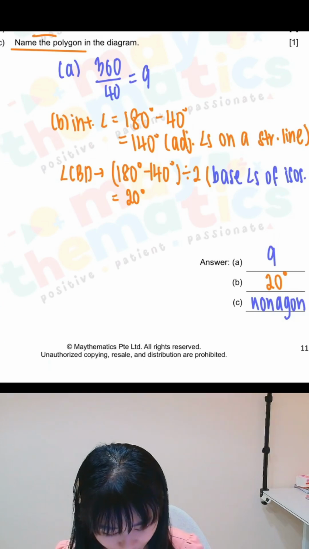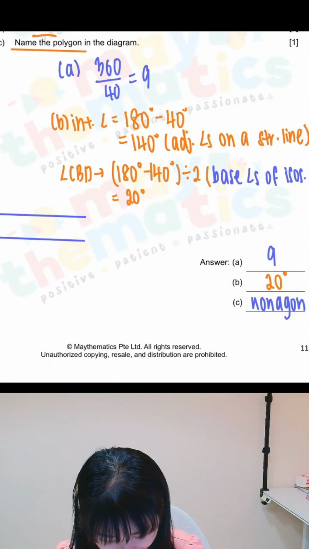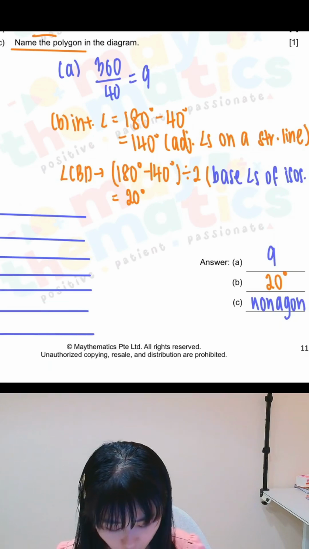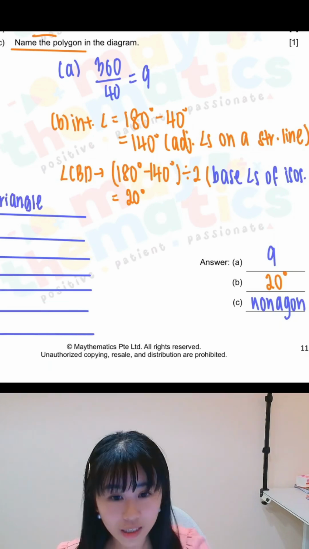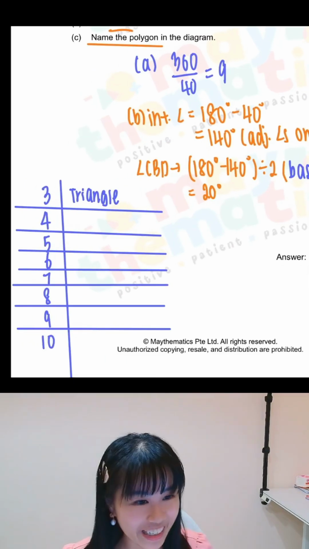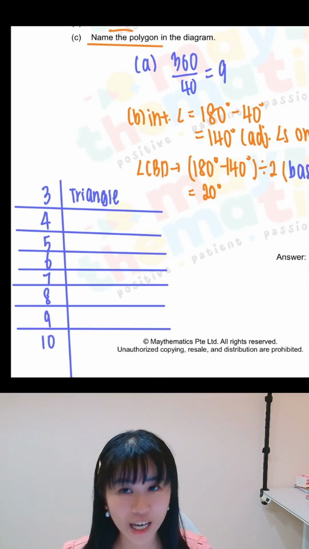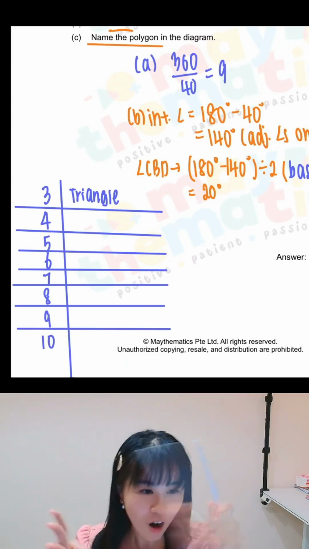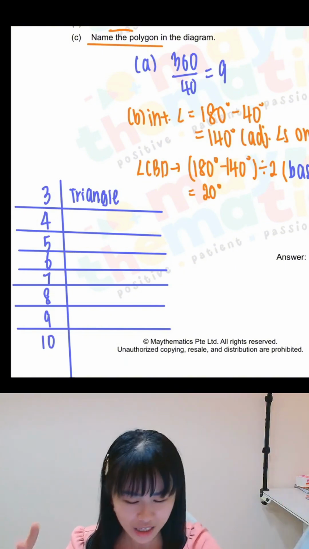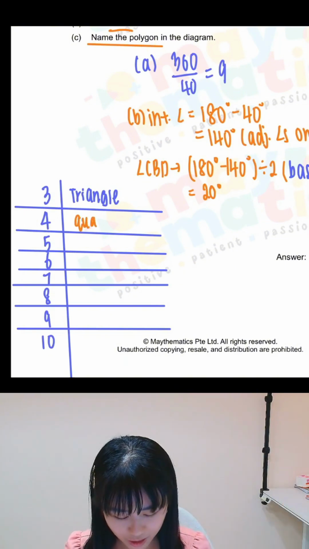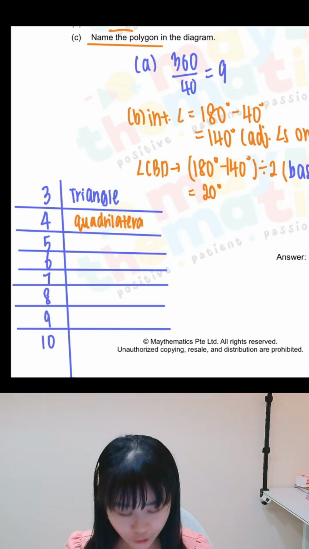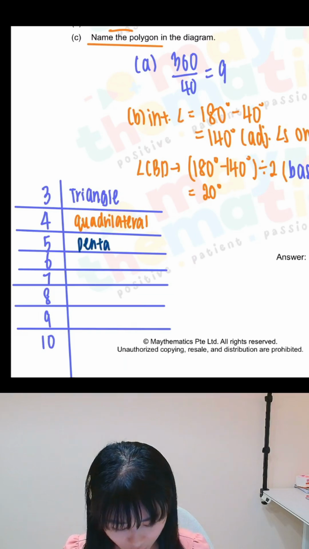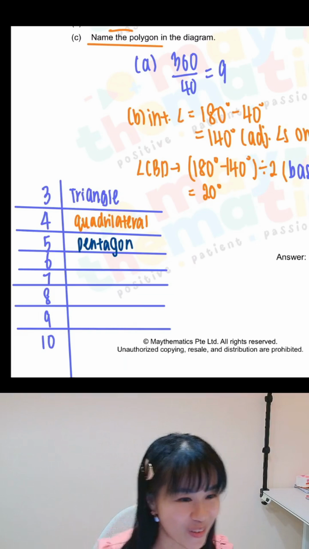3 sides. This one primary school also knows. What are the names of the polygon for all these sides? 3 sides is your triangle. Yes. 4 sides, square. Your square, rectangle, rhombus, parallelogram, they all become classified under quadrilateral. Very good. Quadrilateral. Okay, next. 5 sides. Pentagon. Okay, next. Give other people a chance.